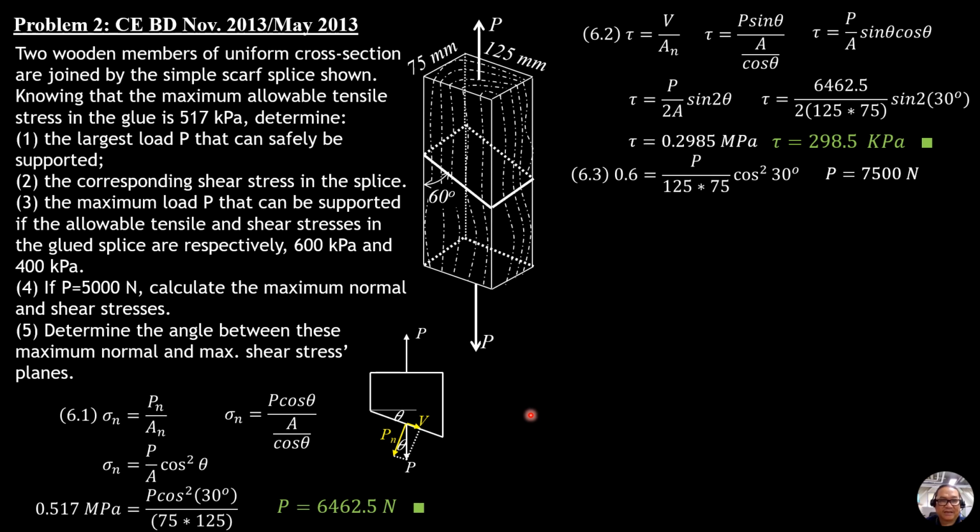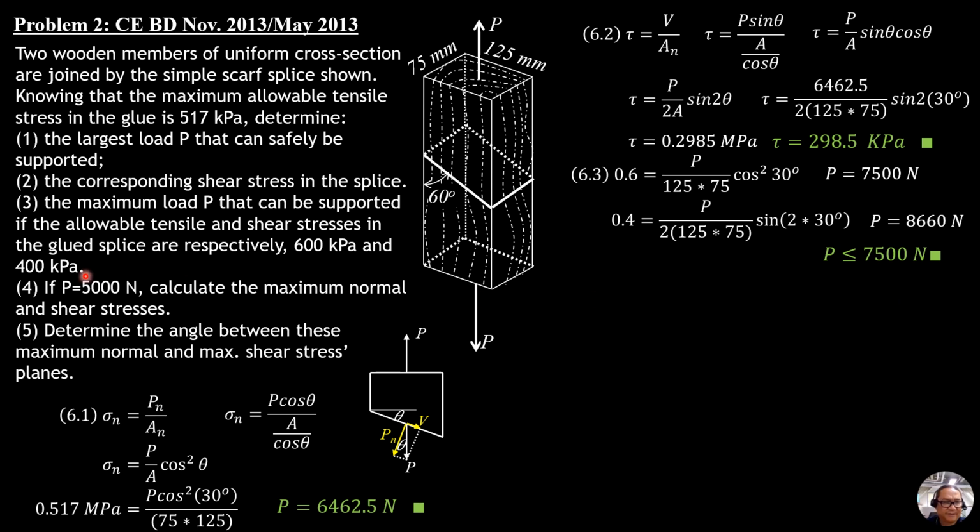So for shear, sine of 2 theta, sine of 2 times 30 over 2A. So 0.4 equals P over 2 area, then sine of 2 times 30 degrees. Solving for P, P is 8660 newtons. So the lower value is the safer, therefore P is less than or equal to 7,500 newtons.